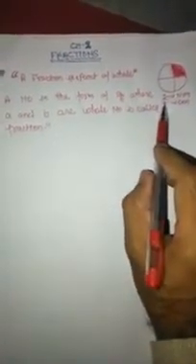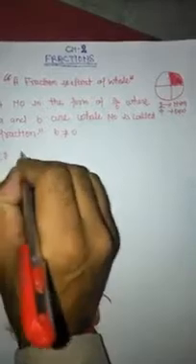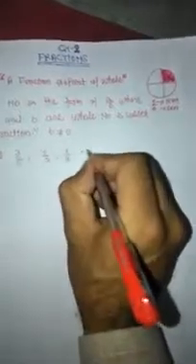A by b means, suppose we took here 1 by 4, so this is a and this is b. A number in the form of a by b, where a and b both should be whole numbers, and one more thing, b should not be equal to 0, is called a fraction. I'm taking the example here: 3 by 5, 4 by 2, 1 by 7, etc. These all are representing a fraction.